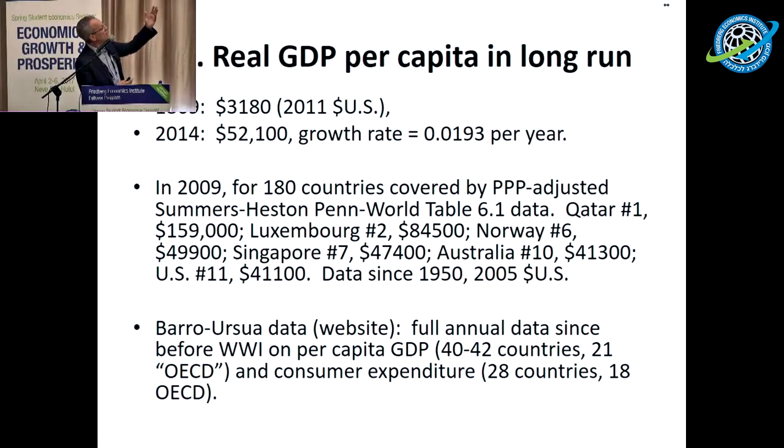And this is just telling you something about what the range is in terms of real per capita GDP. Here I looked at a recent year, which was 2009. I'm going to look at these data somewhat more. In that year, the United States was number 11. If you looked earlier, the U.S. would have been number 1 or number 2, but by 2009, the U.S. was only around number 11.